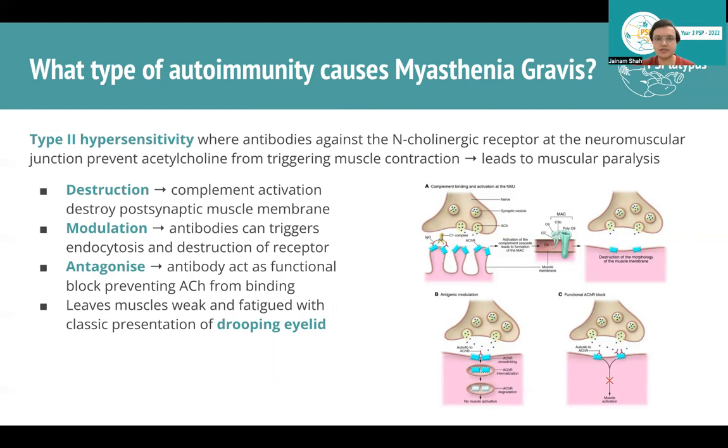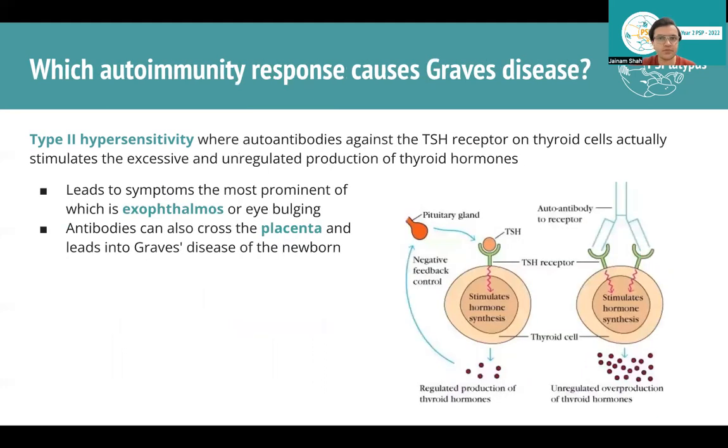The main things you get are muscle weakness and fatigue, but also the classic presentation of a drooping eyelid. Of course, for drooping eyelid there are a lot of different causes that you need to consider. But at this stage, for myasthenia gravis, the main classic presentation is the drooping of the eyelid.